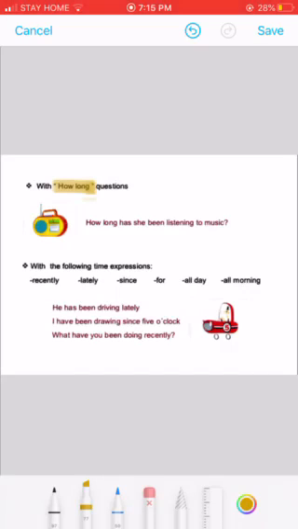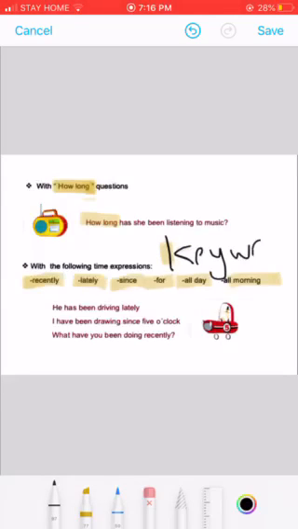How long have you been? So we said that how long, إذا نتذكرها موجودة عندنا هي العنوان للوحدة التاسعة. We said that how long is used for asking about periods of time. نستخدمها للسؤال عن مدة من الوقت. How long has she been listening to music? And we use the following expressions: recently, lately, since, for, all day, all morning. And these are called keywords. We will talk about the keywords inshallah tomorrow.